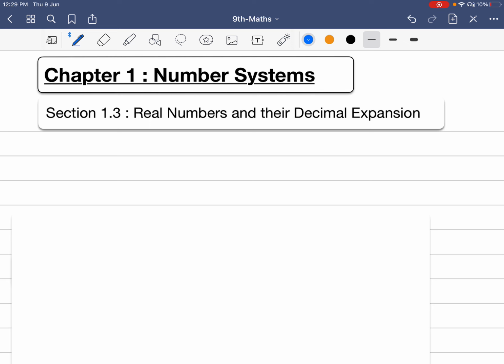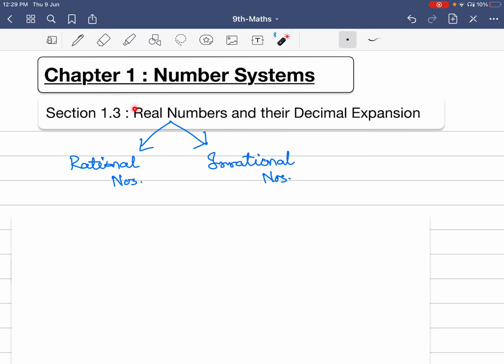Let me note down here. There are two types of real numbers. One are rational real numbers, and the other one are irrational real numbers. In fact, the collection of rational numbers and irrational numbers together is called real numbers. So in this section, we want to observe the decimal expansion of both these numbers, rational numbers and irrational numbers, and how the decimal expansion is unique when it comes to both.